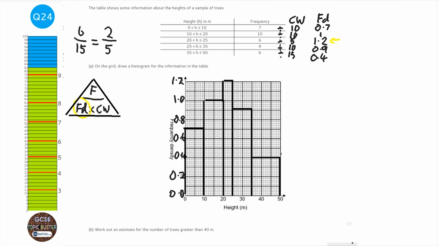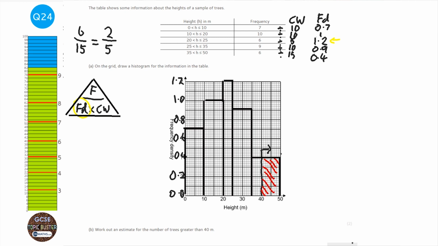Okay, so let's have a look at the next question. The next question says to work out an estimate for the number of trees greater than 40. So if I draw a line up from 40, and we're looking for these guys. Now, the total frequency of that bar is 6, and I've drawn a line that cut off, if I shade it in, I've cut off a third of it.